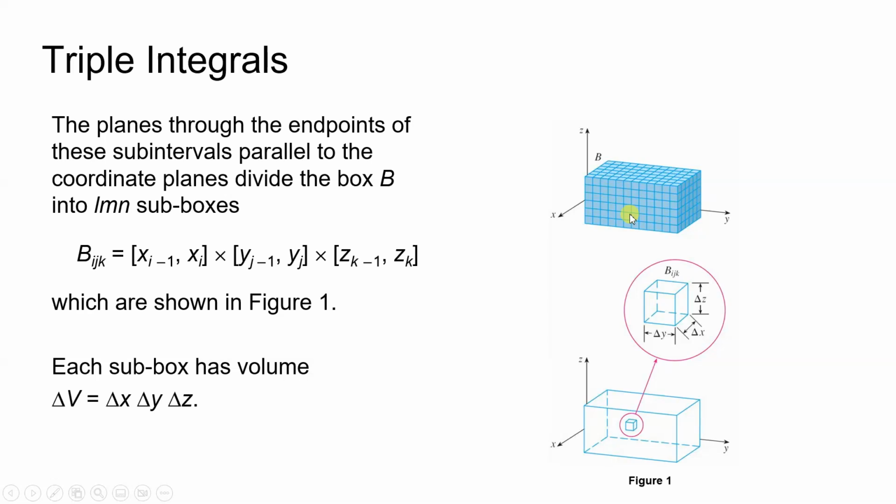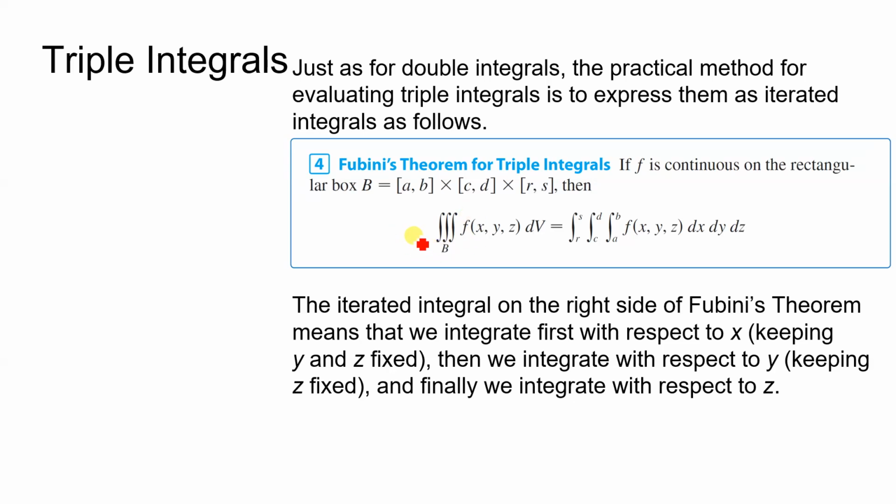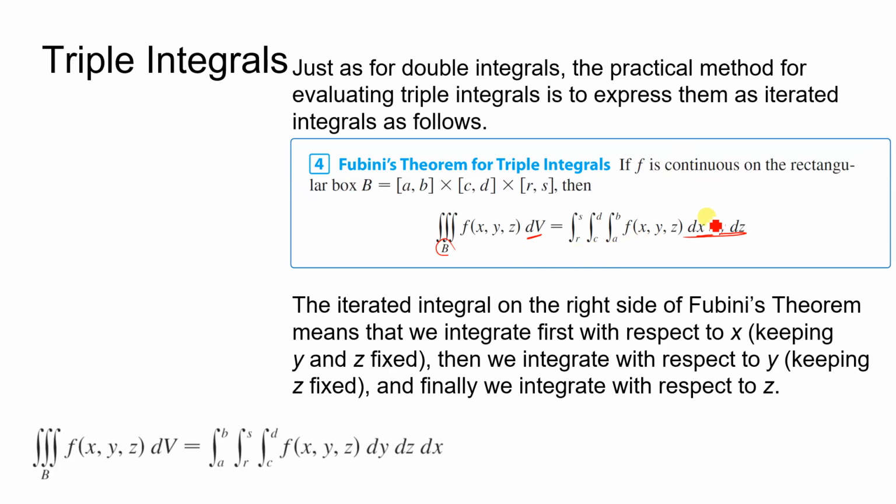So we can write the associated iterated integral using Fubini's theorem for triple integrals, like this. The triple integral over the region B, that is the box B, of f(x,y,z) with respect to the volume element dV is equal to this, where dV can be any combination of dx, dy, dz. This is one of the combinations. This is another combination, dy dz dx. We can write dx dz dy, and so on. It can be written in 6 different forms.